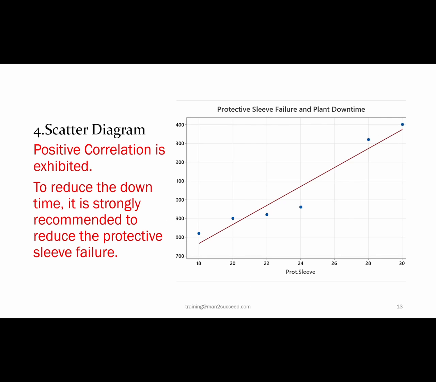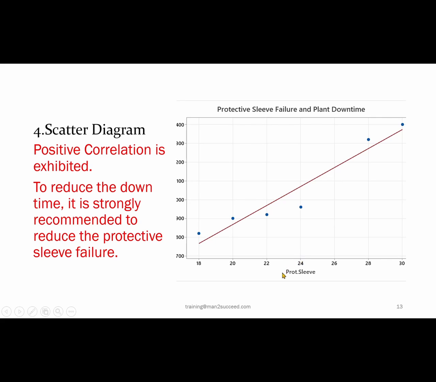So now they have used the scatter diagram. Positive correlation is exhibited here. They wanted to check the relationship between two items, that is, protective sleeve failure and plant downtime. These two things they wanted to compare. This is how much it is. So it is a positive correlation.